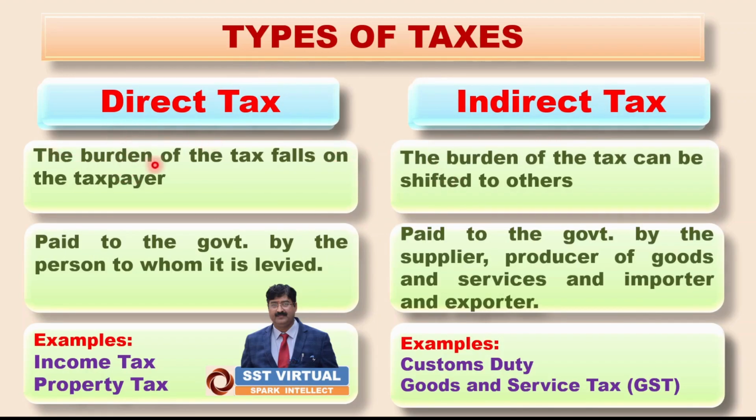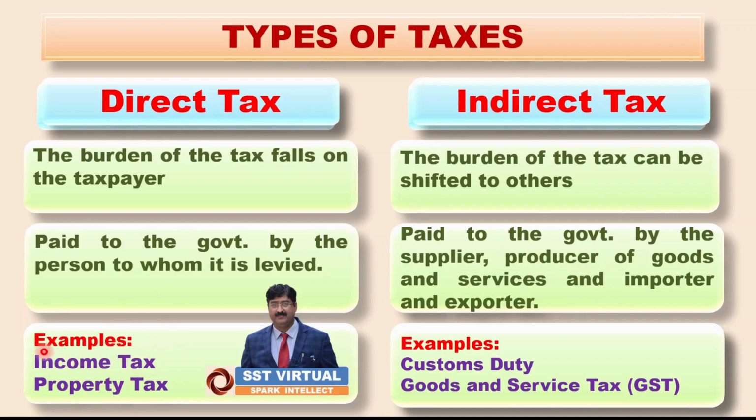In case of direct tax, the burden of tax falls on the taxpayer. Whereas in case of indirect tax, the burden of the tax can be shifted to others, basically to the ultimate consumer. In case of direct tax, it is paid to the government by the person to whom it is levied. That means the same person pays the tax to the government on whom tax is levied. In case of indirect taxes, it is paid to the government by the supplier, producer of goods and services, and importer and exporter, whereas burden is borne by the ultimate consumer.